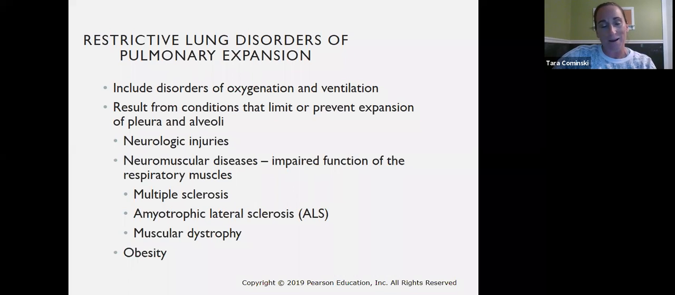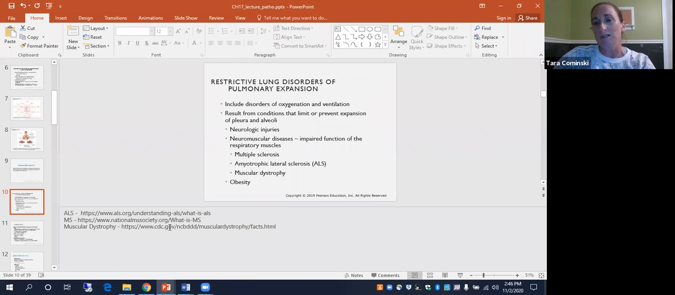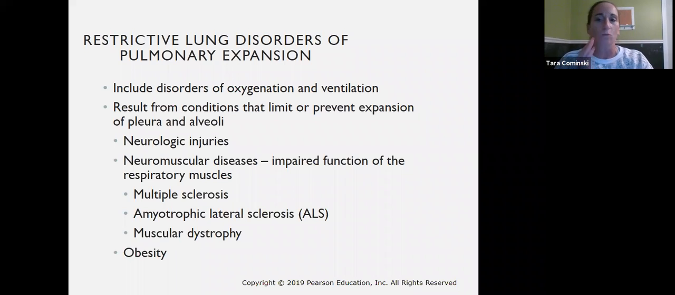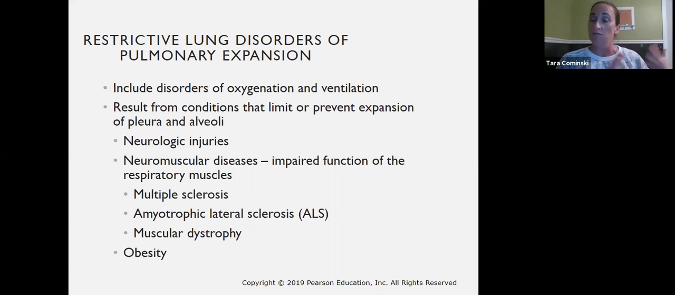So in the notes here, just to remind you, I put some links, just in case we want to refresh our memory in terms of what MS is, what ALS is, what happens in muscular dystrophy. So that's there for you, just for some extra info. Does anyone remember or know what happens in MS? What gets destroyed in multiple sclerosis in your body? Yeah, the myelin sheaths. And so that's going to interfere with the transmission of signals from the nervous system to the muscle.